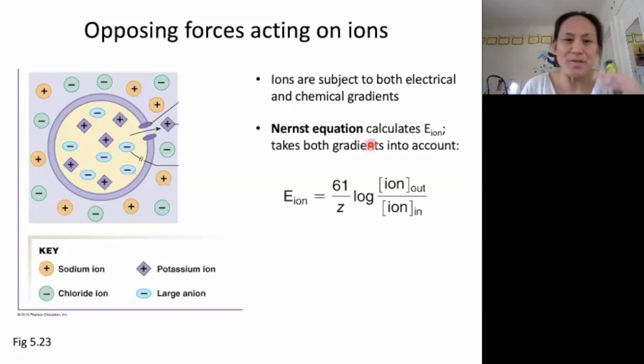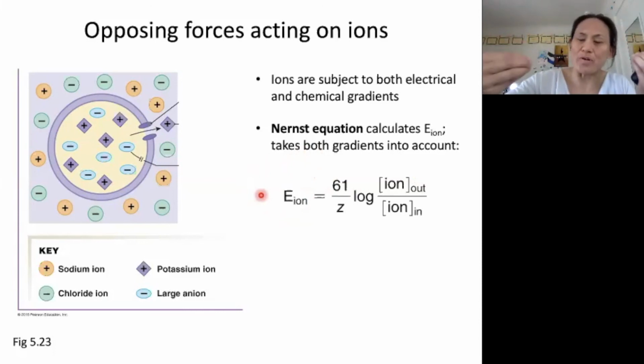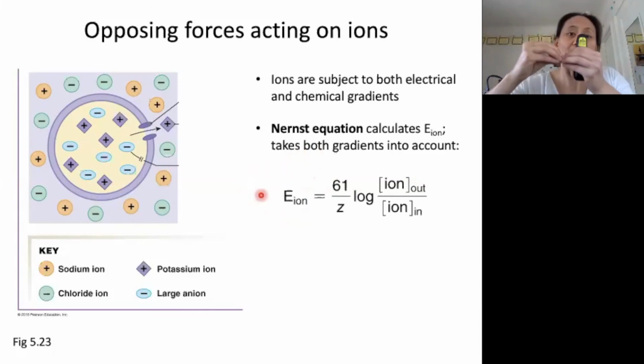And when you plug these various values into this equation, you get the equilibrium potential for that ion. And I want to remind you, the equilibrium potential is basically the potential at which the electrical and the chemical forces on that ion are equal to each other. That's where the ion will be at equilibrium.